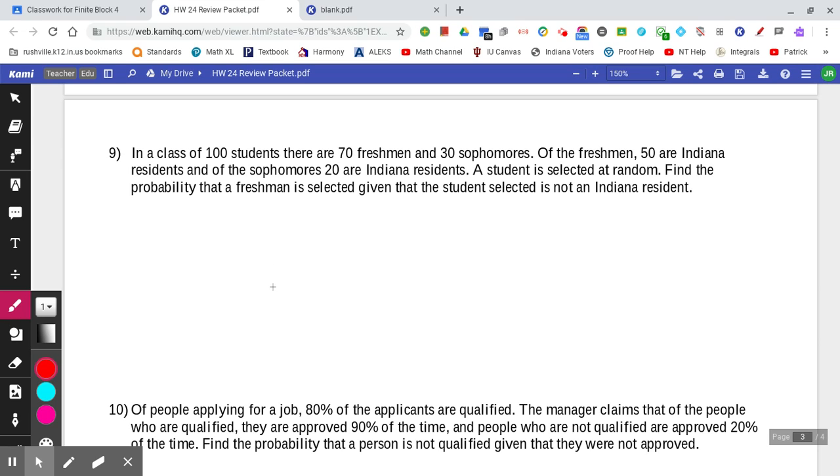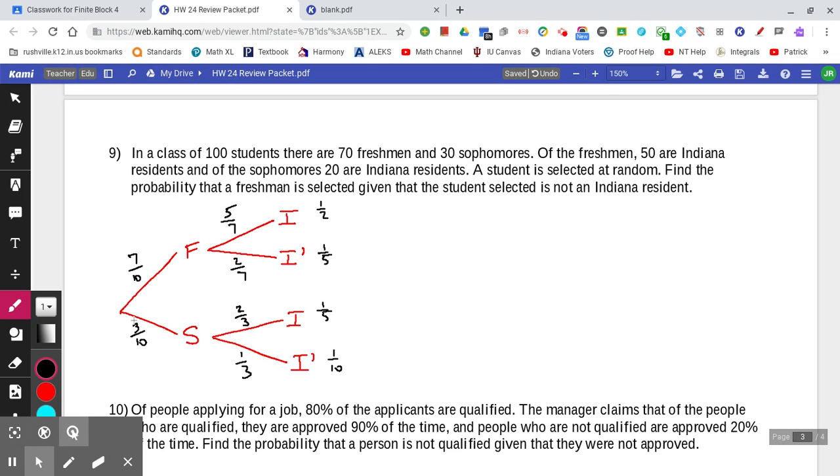For this question, a tree diagram would best fit the scenario. So what I'm going to do is make a tree diagram based off of the numbers that they give me. So what I have first is whether it's a freshman or a sophomore. So 70 freshmen of 100 students, which reduces down to 7 out of 10. They also told us that 30 are sophomores, which they didn't need to give us that information because these would have to be complements of each other.